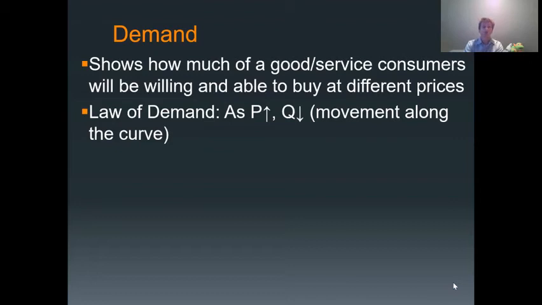The first part of the supply and demand model that we're going to be going into in depth is the demand curve. The basic idea behind the demand curve is that it shows how much of a good or service consumers are willing and able to buy at different prices. So, how much do you want quantity wise, and how much are you willing to pay for it?